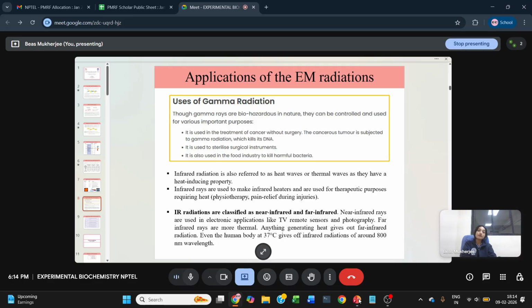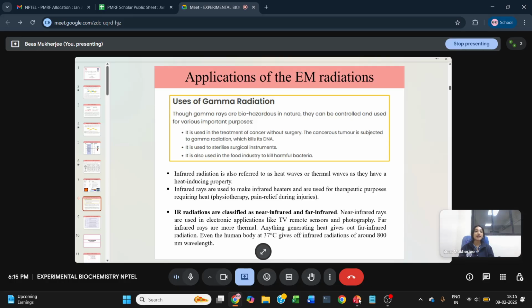Now, uses of gamma radiation. Though gamma radiations are biohazardous in nature, they can be controlled and used for various important purposes. It is used in the treatment of cancer without surgery. The cancerous tumor is subjected to gamma radiation, which kills its DNA.